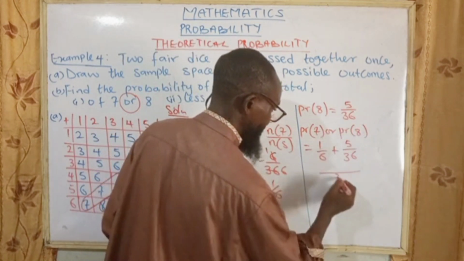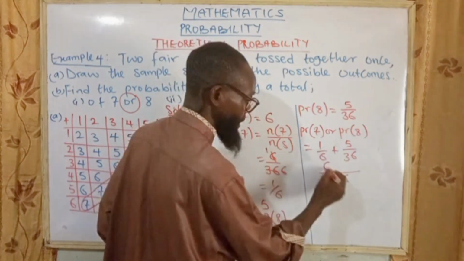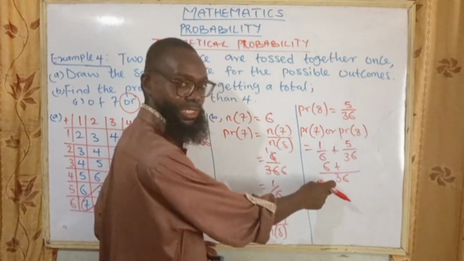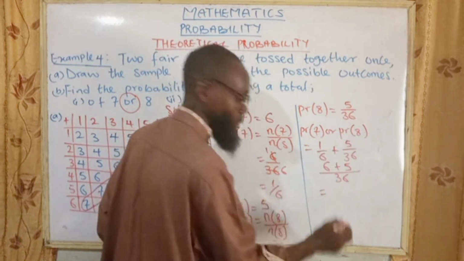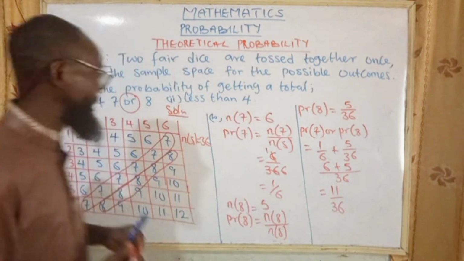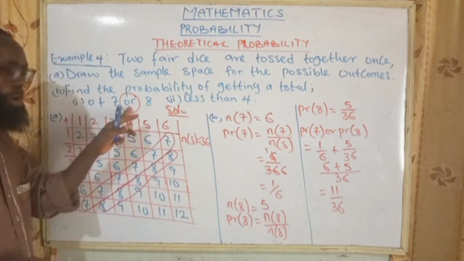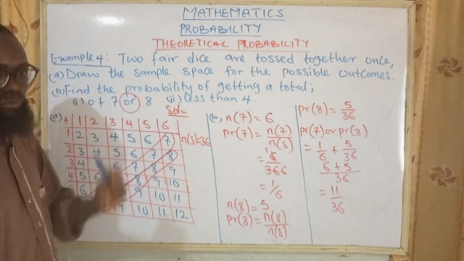The LCM here is 36. 6 goes in 36, we have 6. 6 times 1, we have 6, plus 36 goes in 36, we have 1. 1 times 5, we have 5. 6 plus 5, we have 11 over 36. So this is the probability of 7 or 8. So the next one is the probability of less than 4.